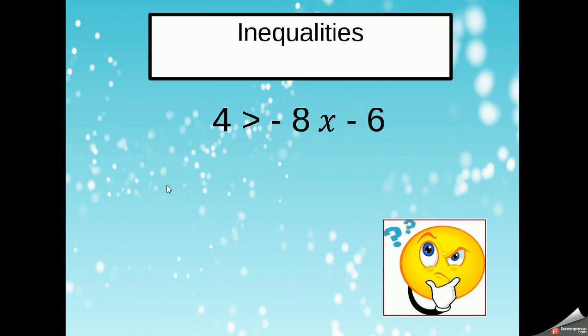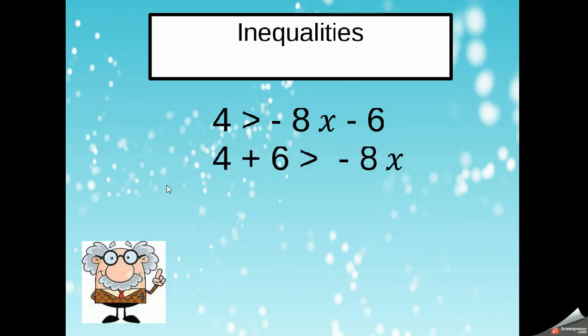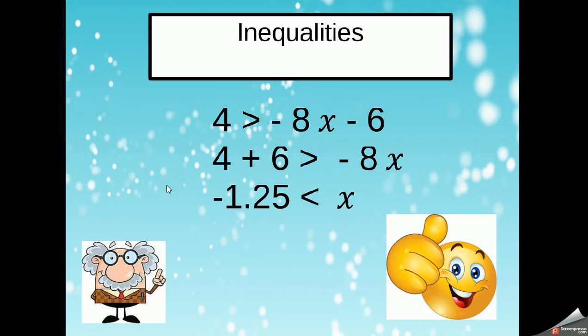Here we've got 4 is greater than minus 8x minus 6, and we're going to see one of the little tricks that can catch us out with inequalities. I move the 6 to the other side, just like I would do in solving. The minus 6 becomes positive, so we're left with 10 is greater than minus 8x. Then I divide by minus 8 to turn the minus 8x into x, and the 10 becomes minus 1.25. However, this answer would now be wrong, because what we need to do is switch the direction of the inequality sign.